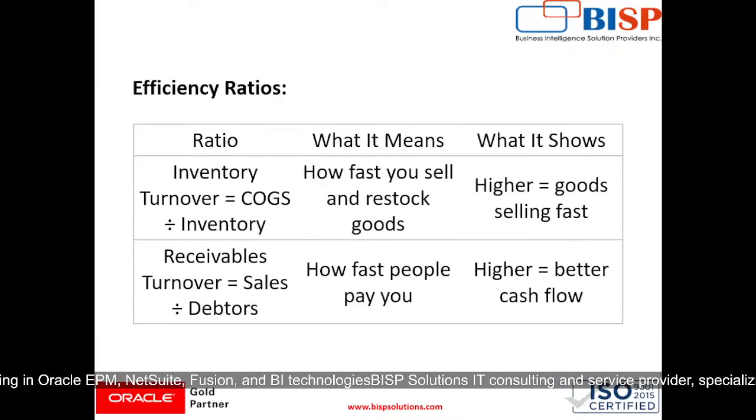Efficiency ratios, where the first ratio is inventory turnover, which is calculated by COGS, which is cost of goods sold, divided by inventory. And what it means: how fast we sell and restock our goods. What it shows: higher means goods are selling fast. And receivables turnover, where we divide our sales by our debtors. So it means how fast people pay you. And what it shows: higher means better cash flow.